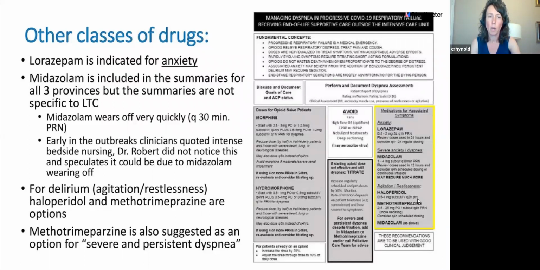I'm going to skip down to the bottom bullet there. If the opioids just don't seem to be covering it, then methotrimeprazine is being suggested as an add-on, an adjunct for severe persistent dyspnea. Coming up to the second last bullet there, for delirium, and I'm saying delirium, they call it agitation and restlessness, haloperidol and methotrimeprazine, so both of them antipsychotics, are given as suggested options for the agitation and restlessness that can occur.